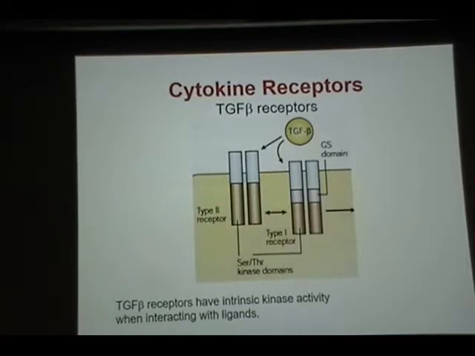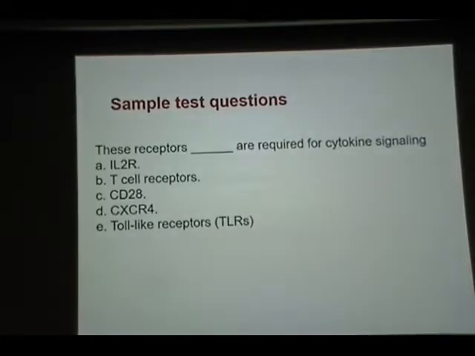The other receptor family will be TGF beta receptors, and they are different from others. I just list all those major receptors for cytokine signaling, and you can read it, but I'm not going to put anything like that in the exam. However, I want you to know these receptors are required for cytokine signaling.